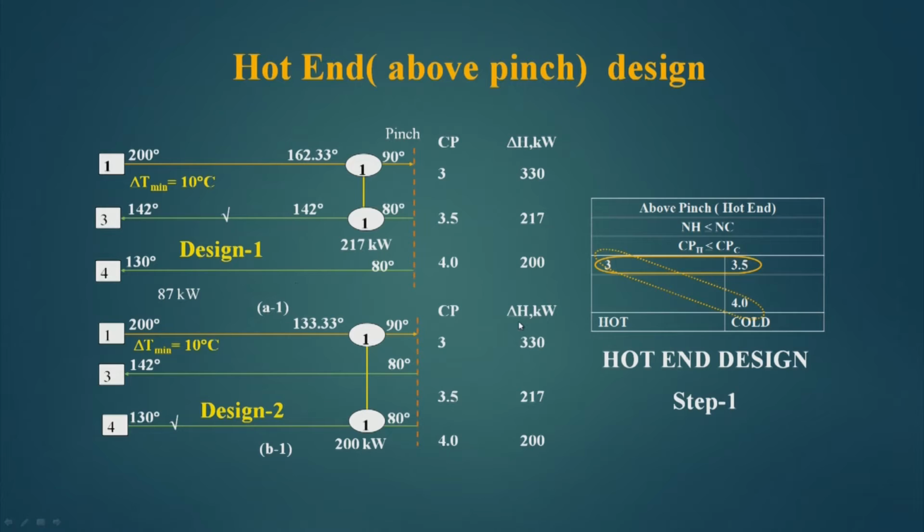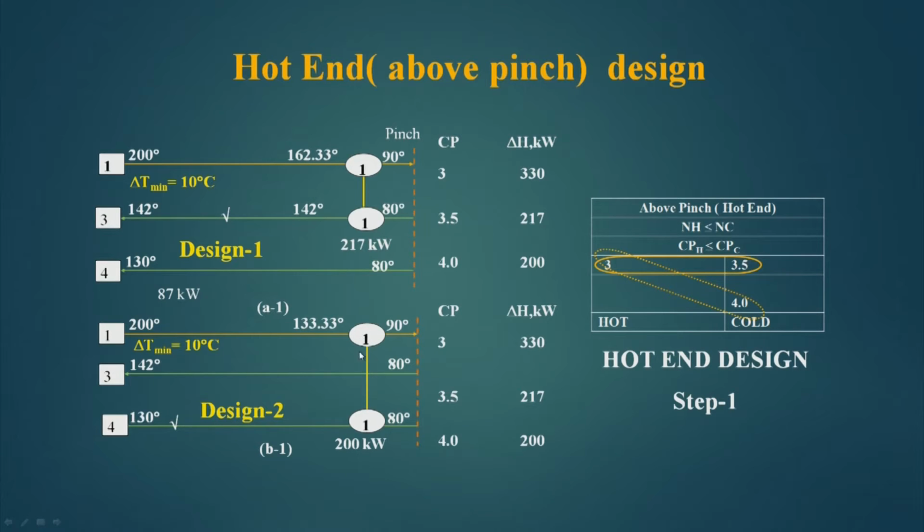Similarly, in design 2, we have gone for this matching 3 to 4, which is perfectly all right based on the Cp rule. Here we have put a match and we call this heat exchanger number 1. Now, what should be the capacity of this heat exchanger? Here the hot stream has a capacity to give 330 kilowatt of energy, and the cold stream demands 200 kilowatt. So, it is within the reach of this hot stream to completely satisfy this cold stream. So, we have passed 200 kilowatt of heat through this link.